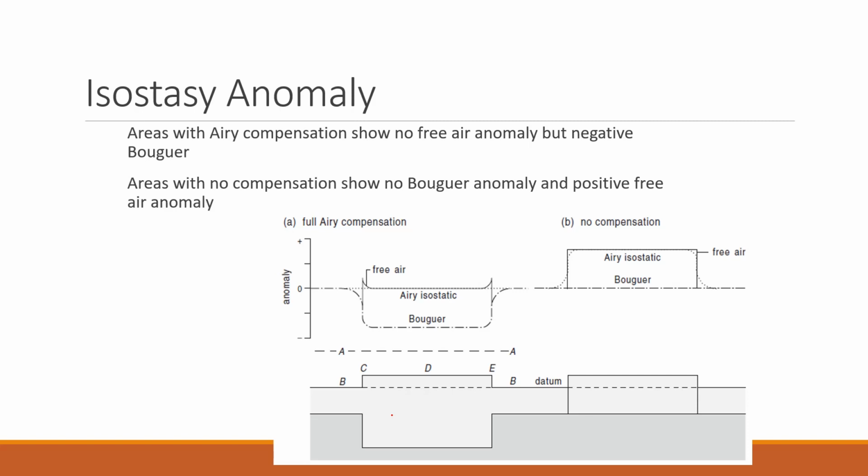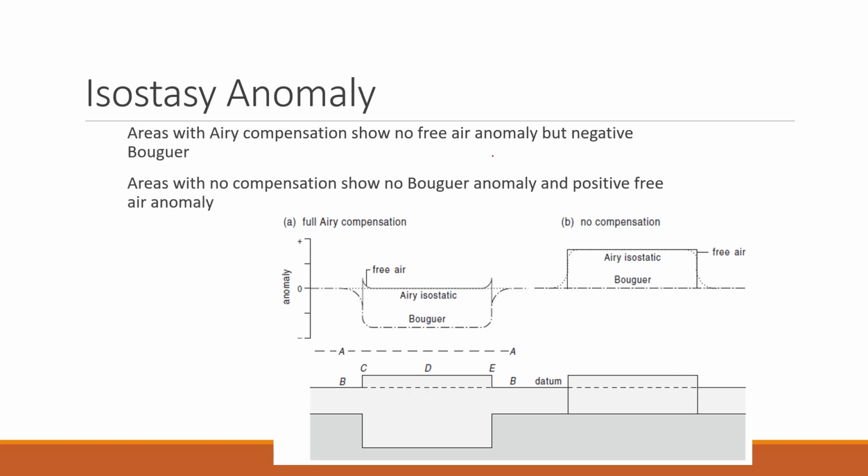So isostasy is the amount of support that is underneath areas. And so we look at what we call the anomaly. We're going to look to see whether or not there is compensation. Areas that have compensation due to those roots will show no free air anomaly, but they show a negative Bouguer anomaly. This is in our gravity. Areas that have no compensation will not show any sort of a Bouguer anomaly, but they show a positive free air anomaly.